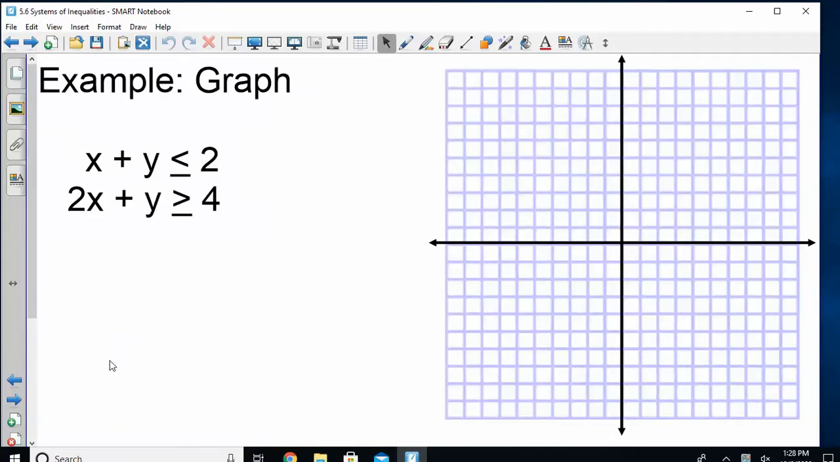Of inequalities, we're really just drawing graphs. We will graph each of these individually, and then do you remember shading? We're going to look at the overlap of the shading when we graph these. So the first one, x plus y is less than or equal to 2.